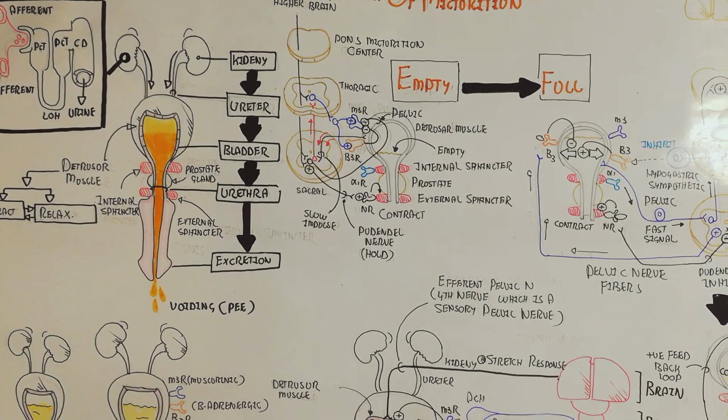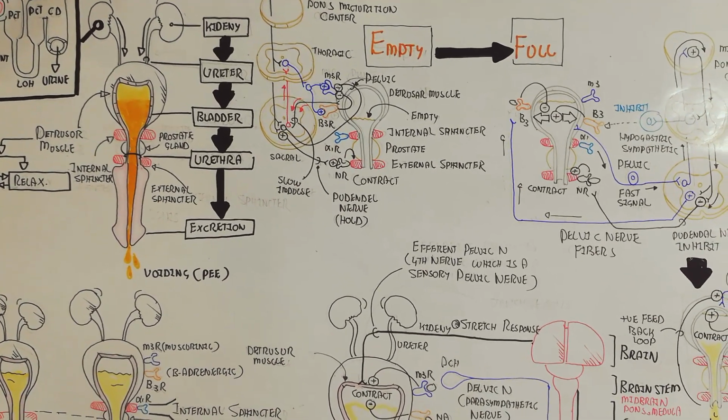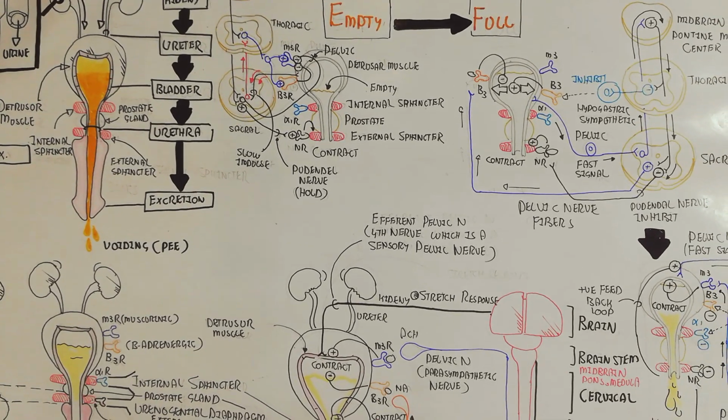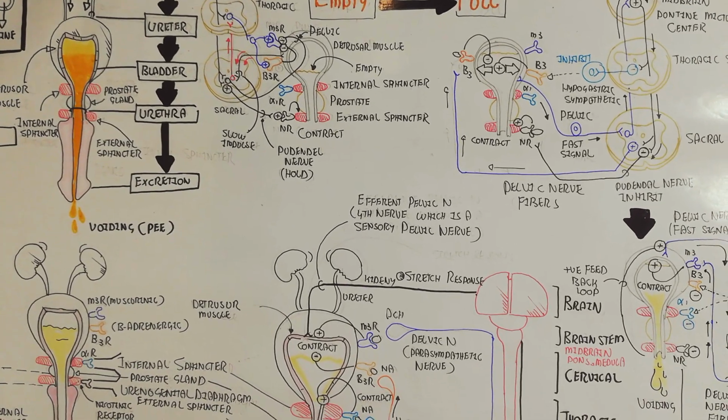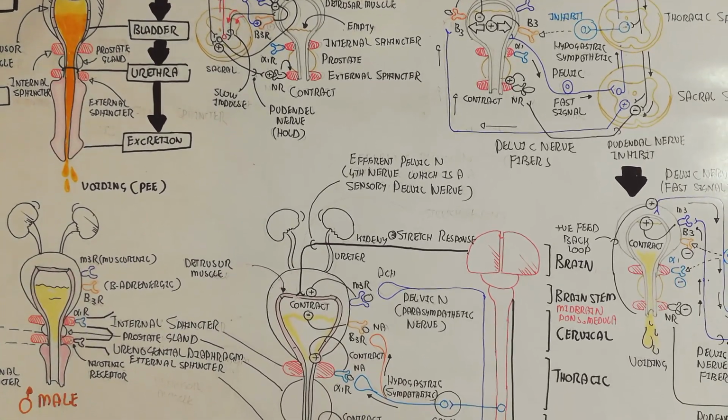Remember again, the sympathetic nervous system is used for holding and the parasympathetic nervous system is used for voiding, and it is controlled via the pudendal nerves and the pelvic nerves, as well as the hypogastric nerves.